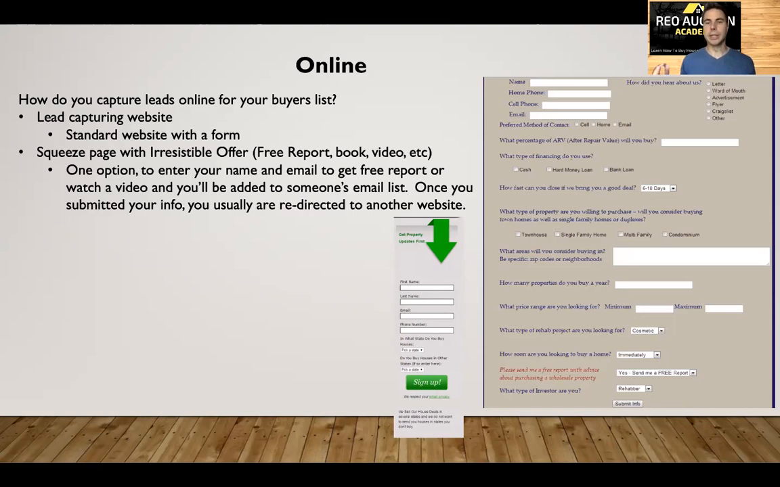As Paul and I do this nationally, I just have a higher level form where I ask for name, email, phone number, and what states they purchase in. So those are two examples of ways to capture someone's information to add to your database.